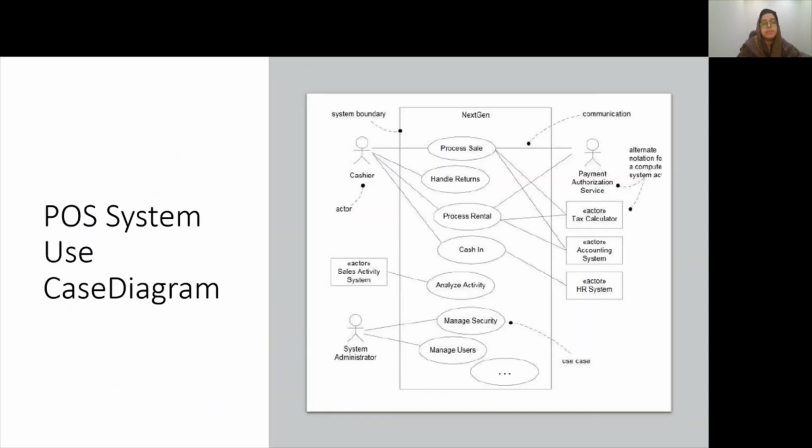Here is a very basic use case diagram of the POS system which has different actors, and some of the actors are actual human entities whereas some other actors are external software systems represented in the rectangle outside the system boundaries.